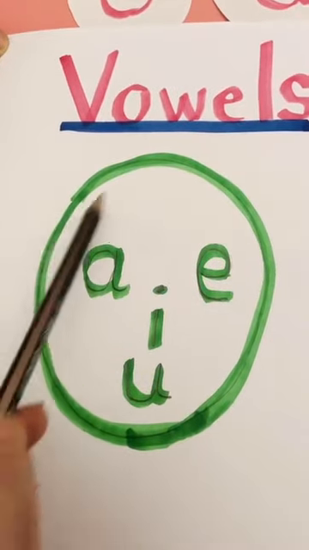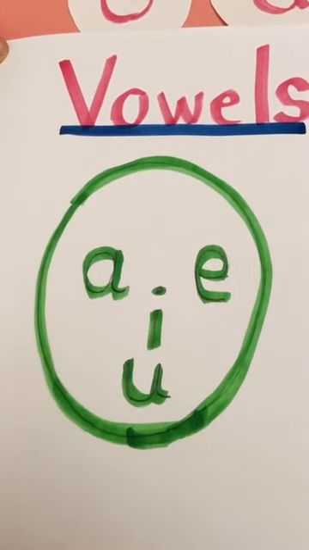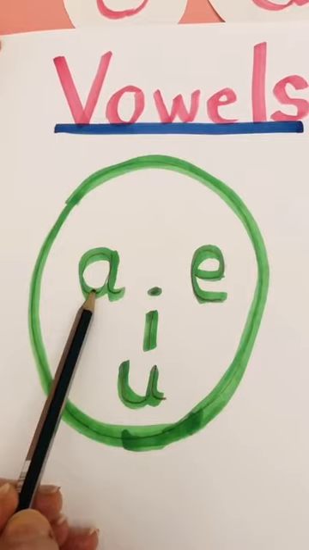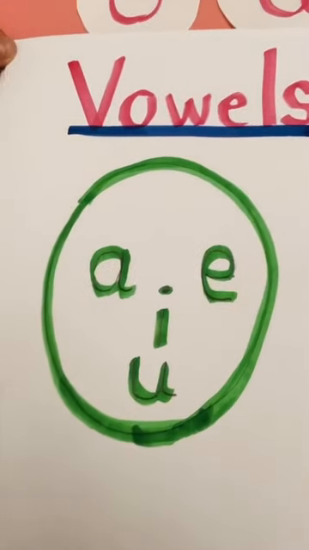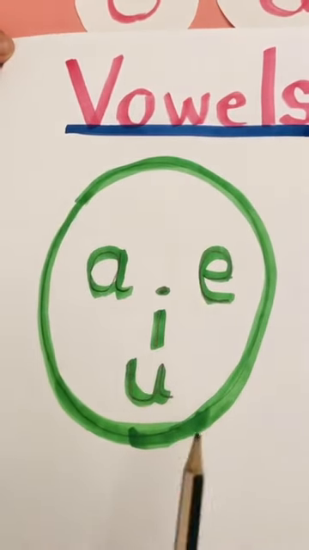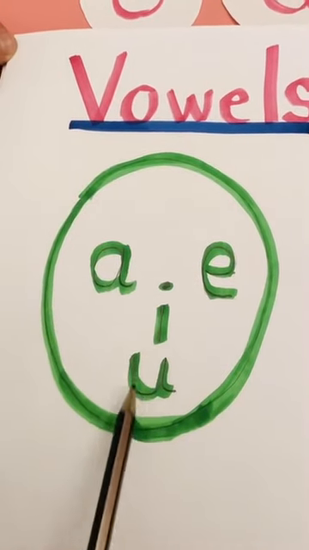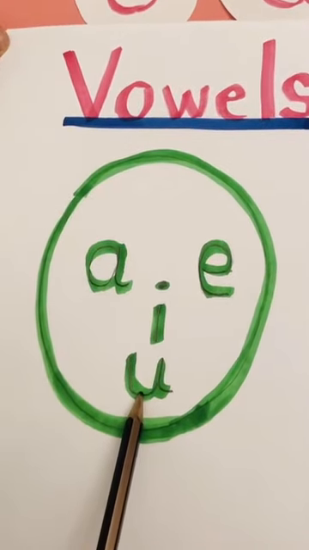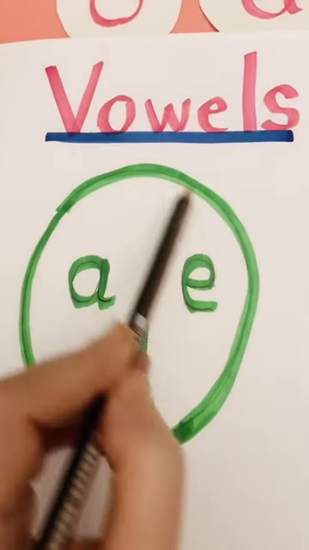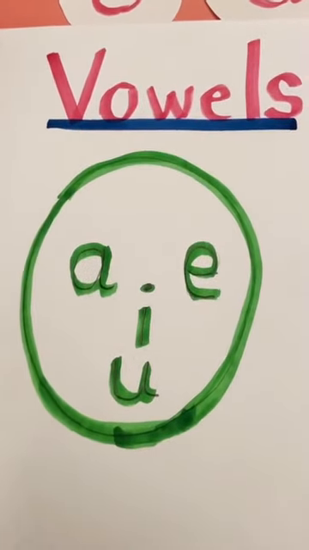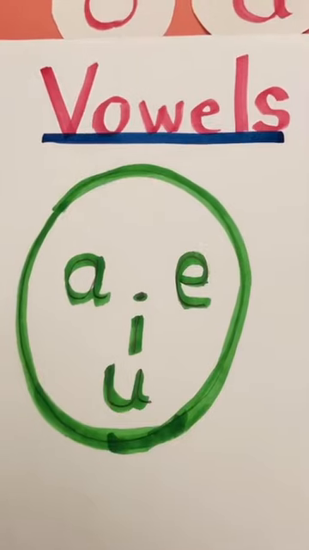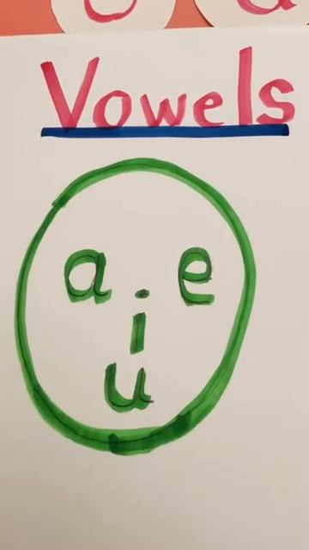So these are the vowels: A sound a, E sound e, I sound i, U sound a, O sound o. Okay, now let's listen to the short vowel song.